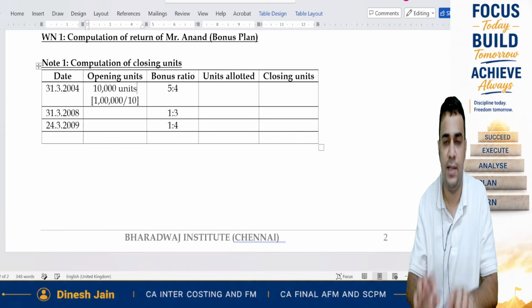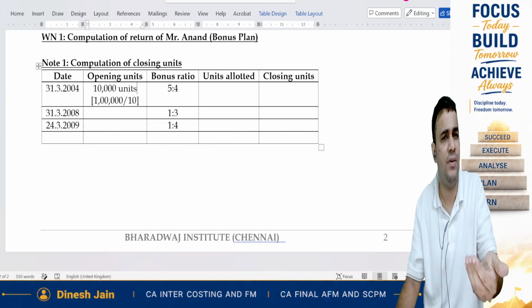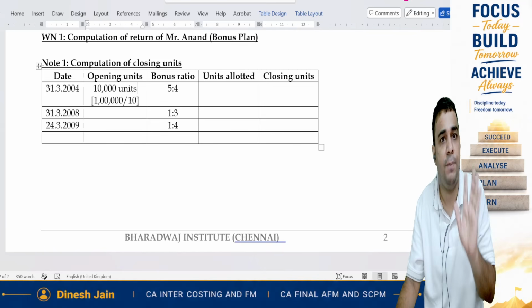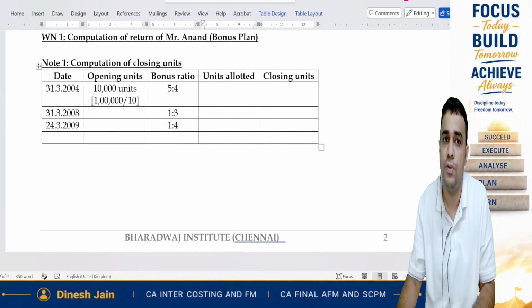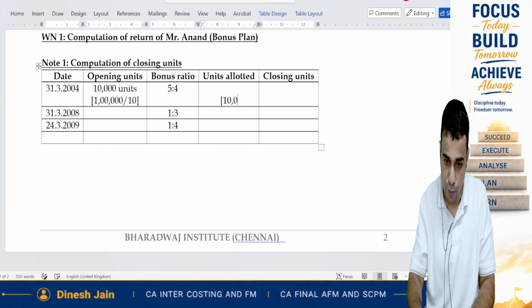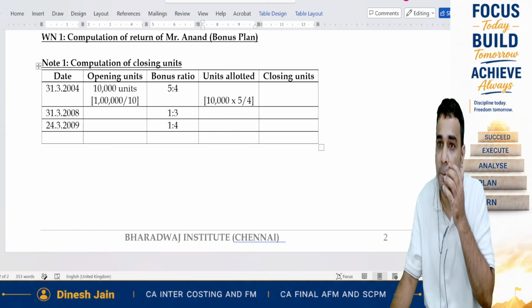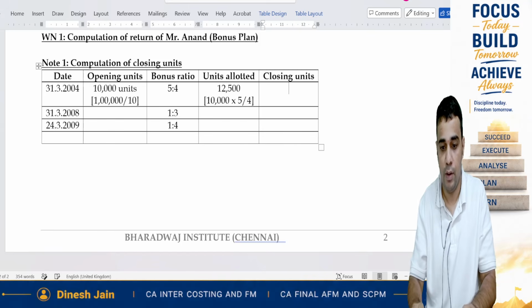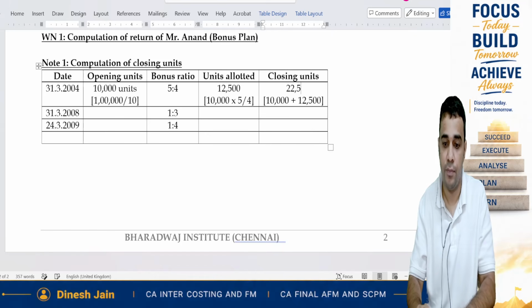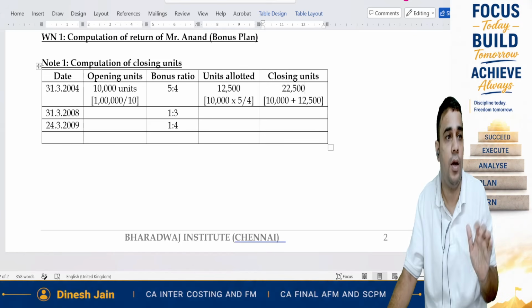In brackets I write something; it's not mandatory for you to write. You can write if you want to understand the calculation. I will keep writing in brackets because somebody wants to follow the computation. 10,000 units. What is the bonus ratio? 10,000 into 5 by 4, that is 12,500. Closing is 10,000 plus 12,500, that is 22,500.